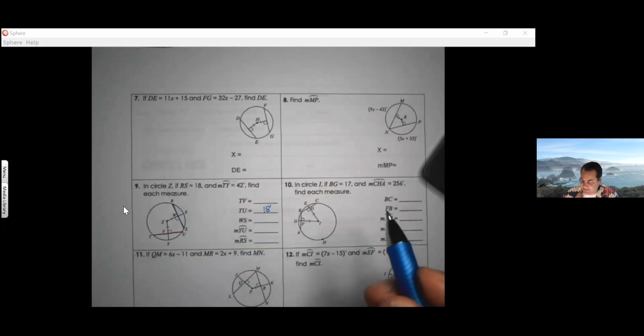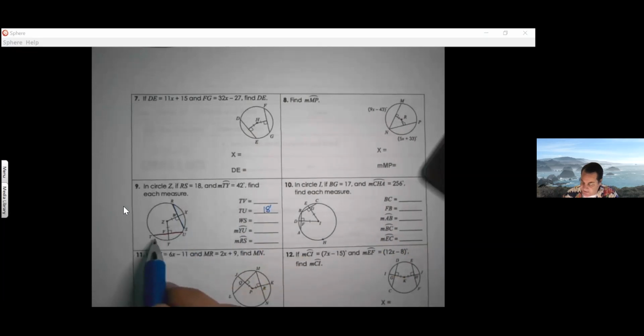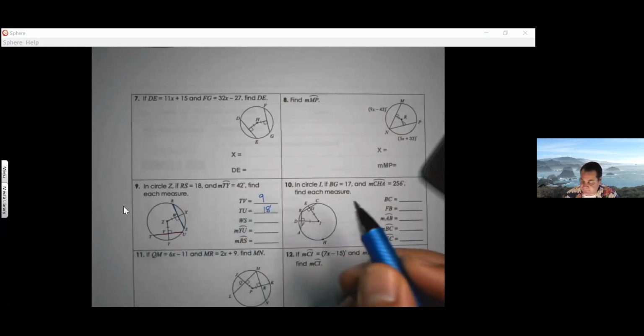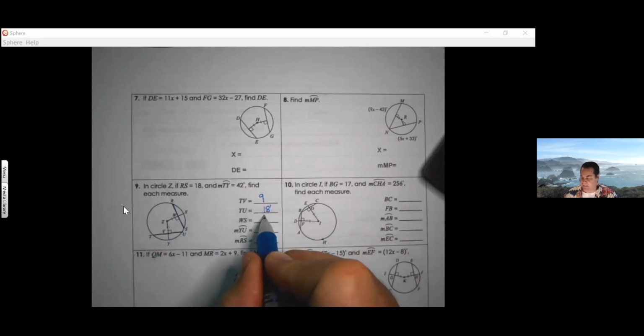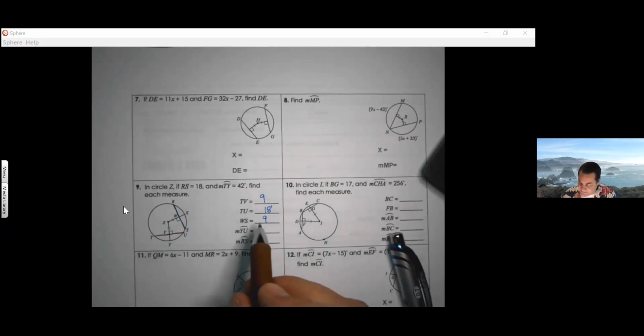And let's see, we're looking for TV. That's only part of that. But it's a right angle. So if the radius comes in and makes a right angle, it cuts this exactly in half. So if 18 is the whole length, TV is equal to half of that, or 9. And so is WS, right? That's half of the RS. All right, so that's easy enough. Now we're talking about some arcs, though. Let's see what we get there.